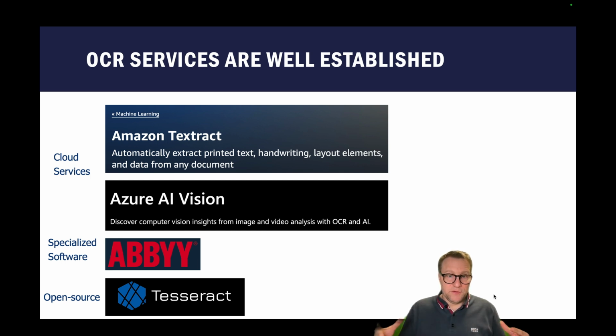A vast amount of use cases and a very good starting point.